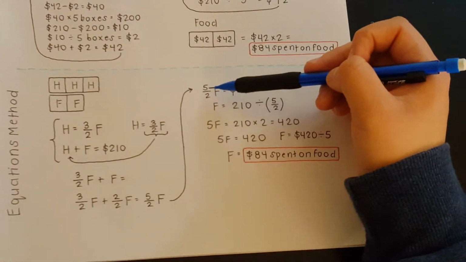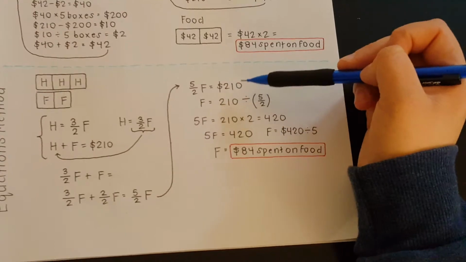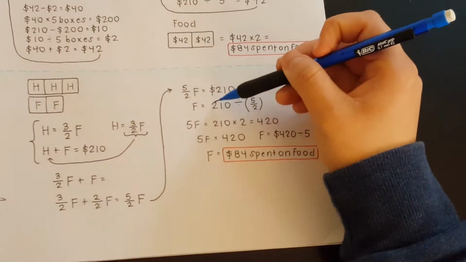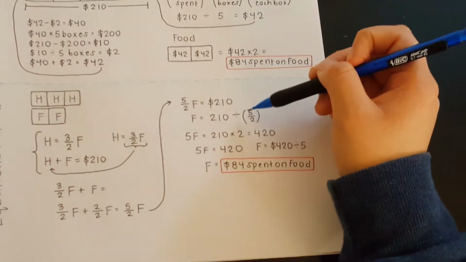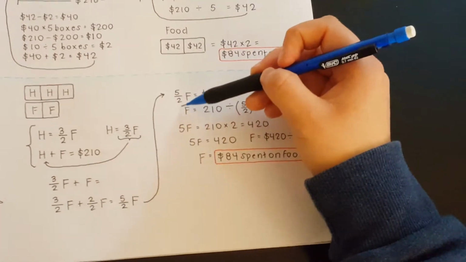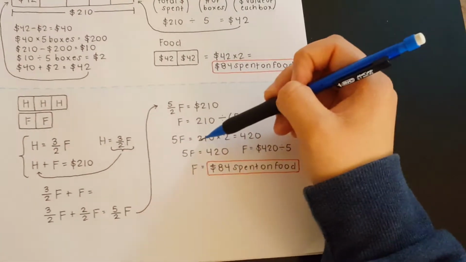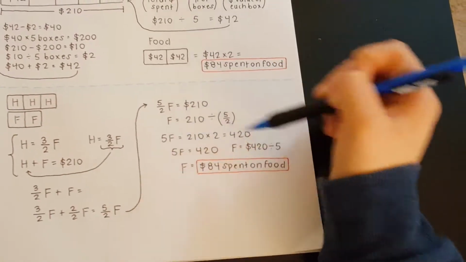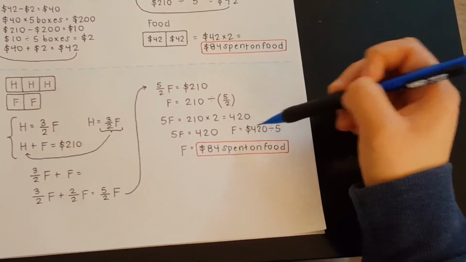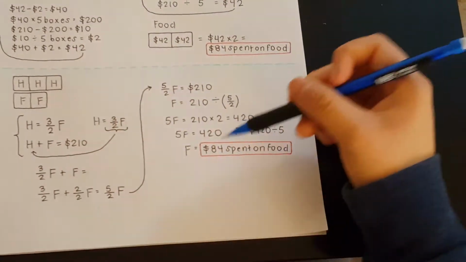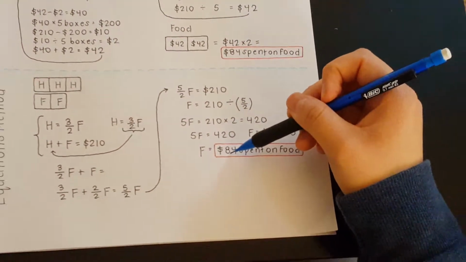Now, 5 over 2F equals $210. Dividing 210 by 5 halves to find the value of F leads to 420, once you multiply 210 times 2 and divide by 5. So $420 divided by the 5 boxes gives us $84 spent on food.